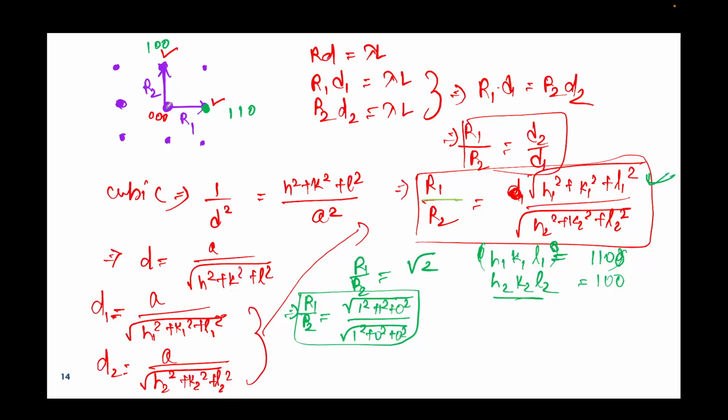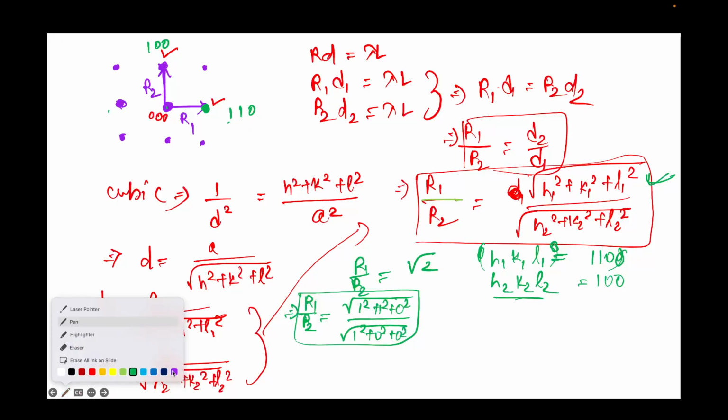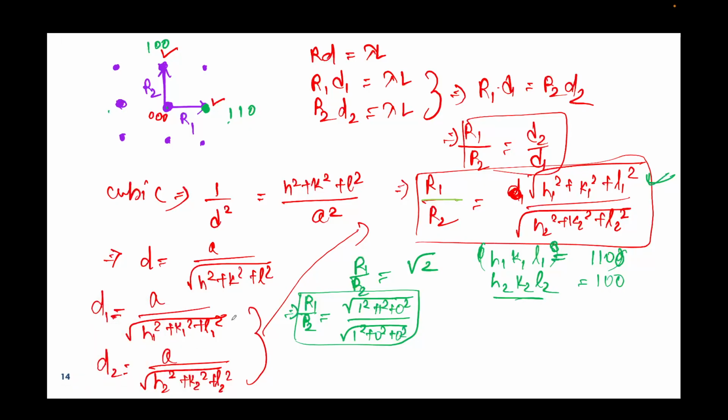Since this is 001, if this is 110, then I can write this point easily as 1 bar 1 bar 0, right? So this is how I do the indexing, but there is a catch here. What is the catch? I cannot put 110. Why? What is the problem now? If I am saying that this is 110 and 100, I am getting the ratio of root 2, right?